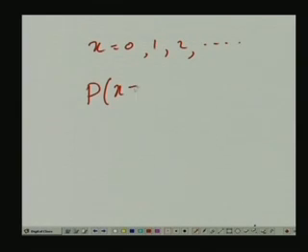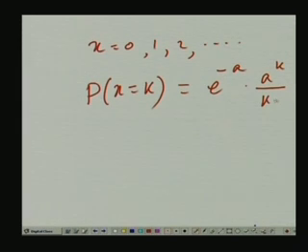Okay. In the last class, we gave a problem. We said that x is a random variable which is Poisson distributed, a discrete random variable. It takes values x equal to 0 or 1 or 2 and so on. The corresponding probability for x equal to k is given by e to the power minus a times a to the power k divided by factorial k, where a is a parameter.